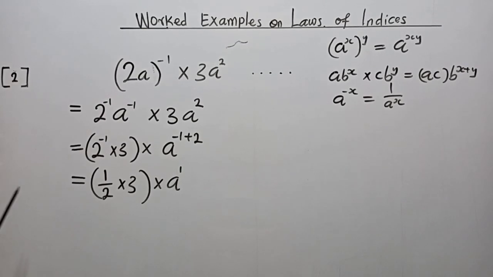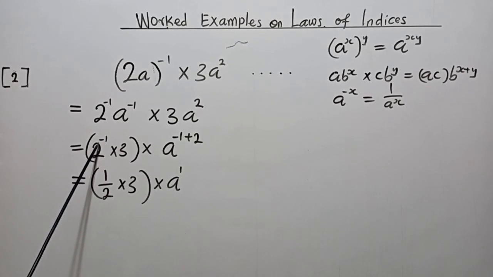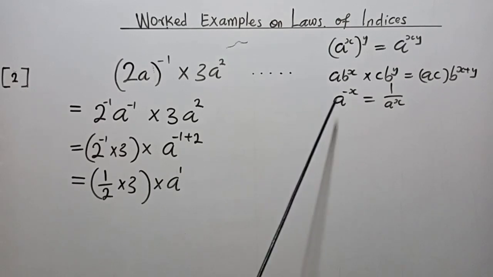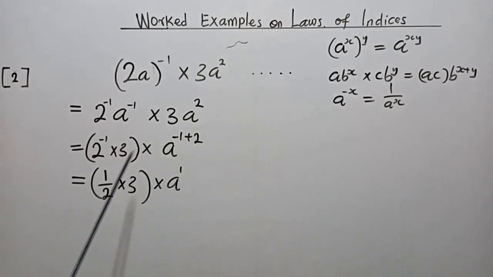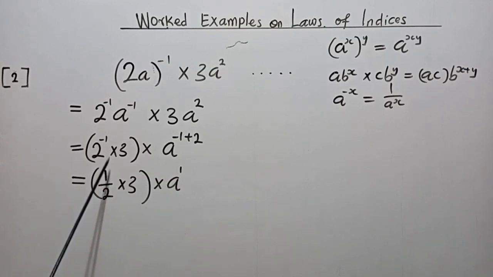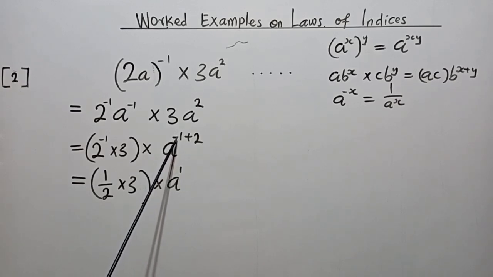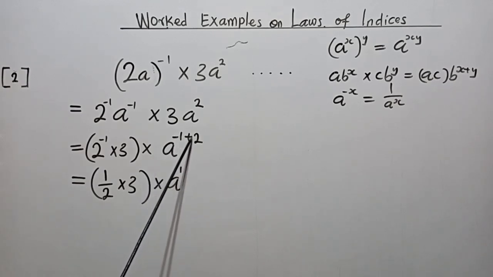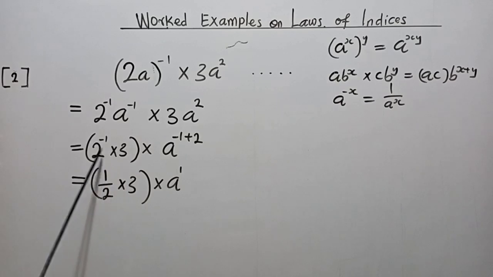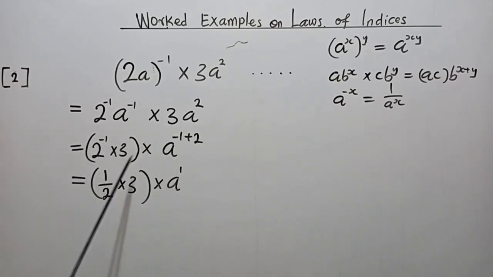See what happens next? This 2 to the power minus 1, based on this law, has become 1 over 2 to the power 1, which is 1 over 2. Then times this 3, see it here. Then times a is still here. A raised to the power, please, minus 1 plus 2 is equal to 1. So this line has become this. I hope what happened here is clear to you.